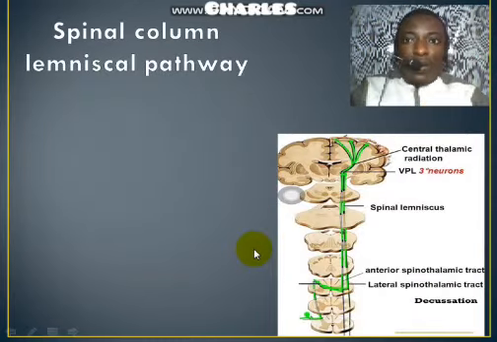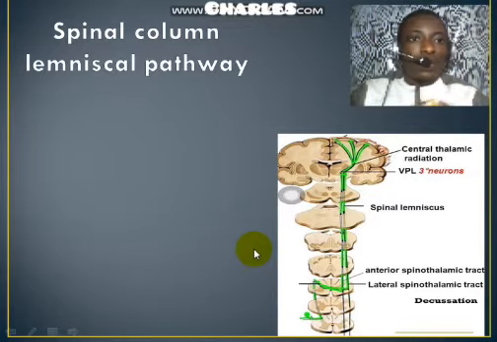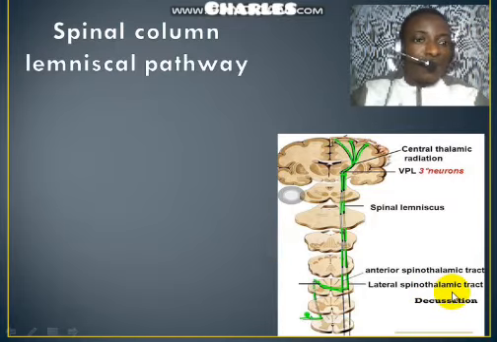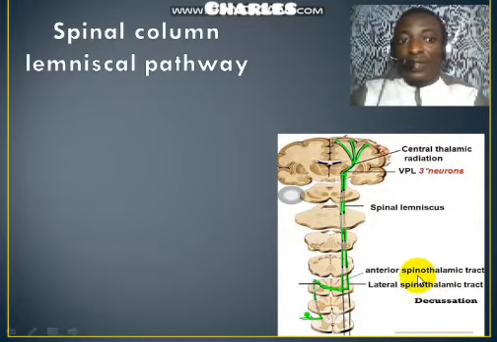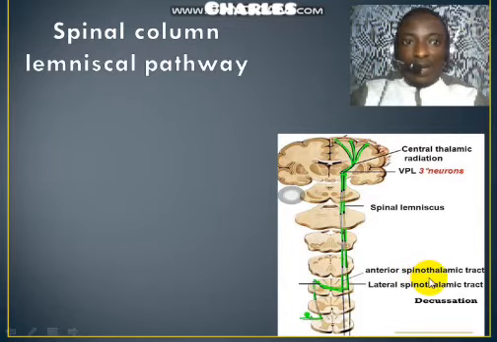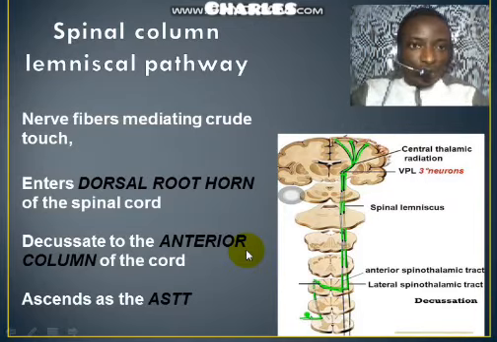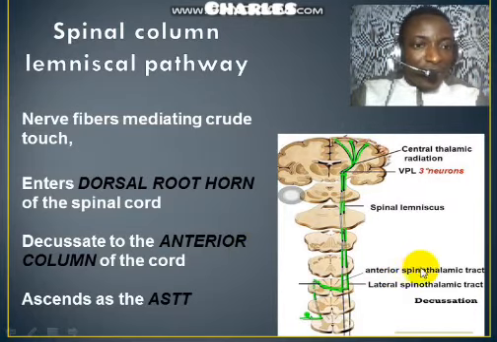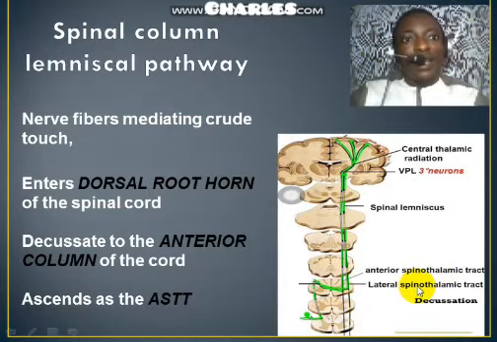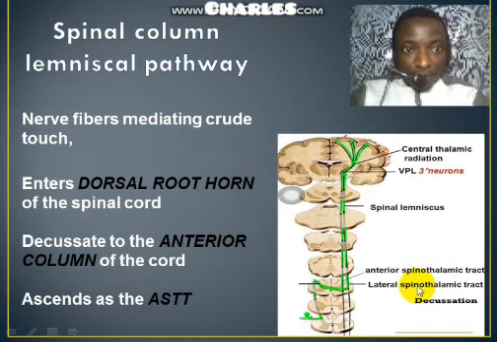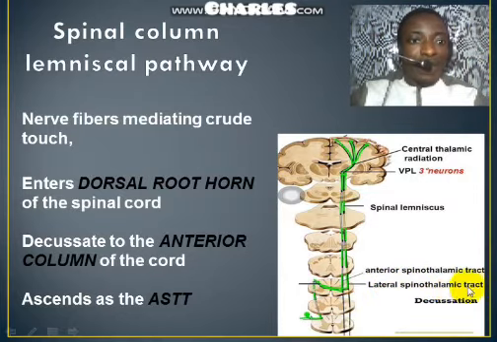Alright, for the spinal column lemniscal pathway or system, I told you that this pathway has two divisions, the lateral spinothalamic tract and the anterior or the ventral spinothalamic tract. Okay, good. Now, the nerve fiber mediating crude touch is the anterior spinothalamic tract, whereas the nerve fiber carrying pain and temperature is actually the lateral spinothalamic tract.